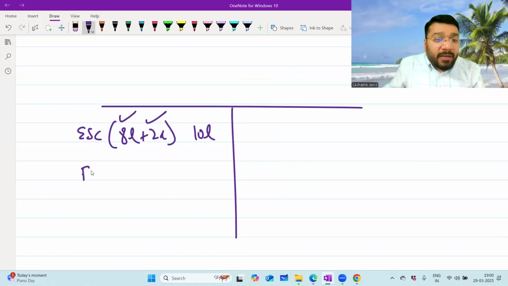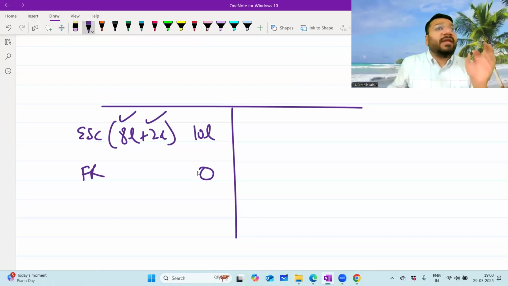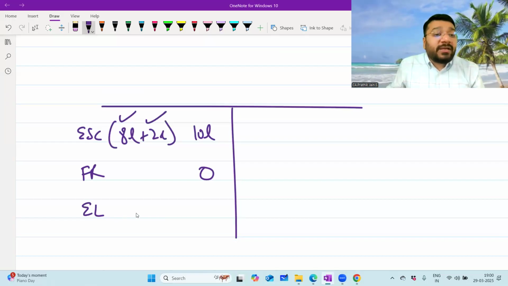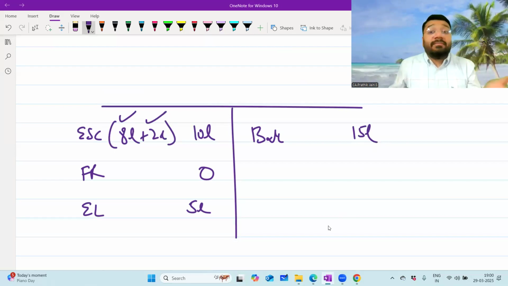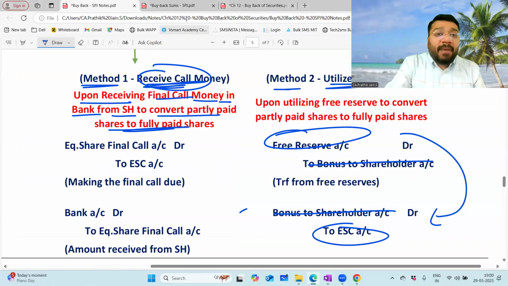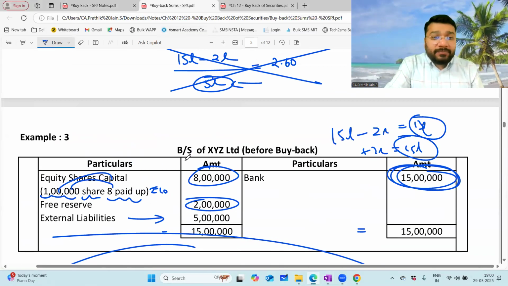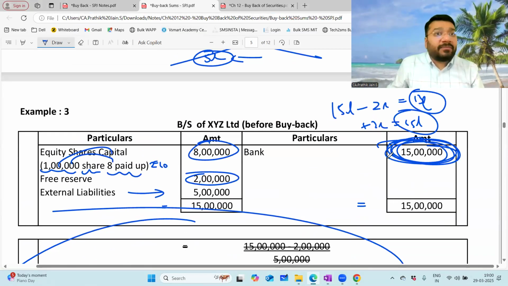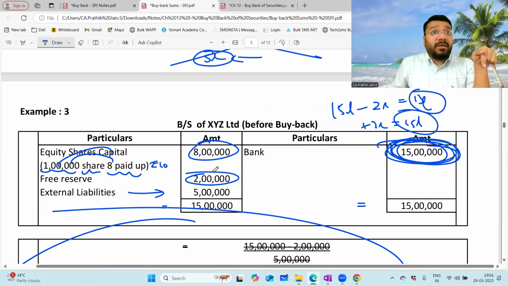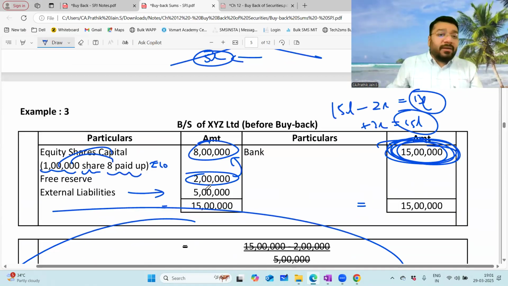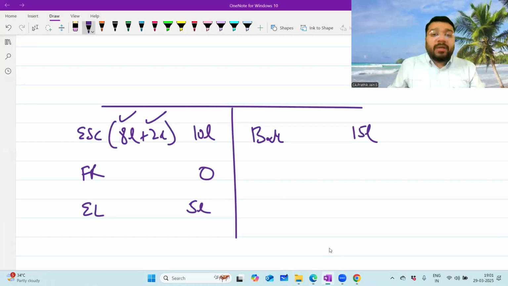Now your free reserve has become how much? 0. Free reserve has become 0. What is external liability now? 5 lakh. And what is the bank balance? 15 lakhs only, because I did not get any money further. So whatever the balance sheet was prior to this, same balance sheet, same 15 lakh. It is only that because of this entry, your free reserve got transferred to your equity share capital. Rest all same. Now you can proceed with the buyback.